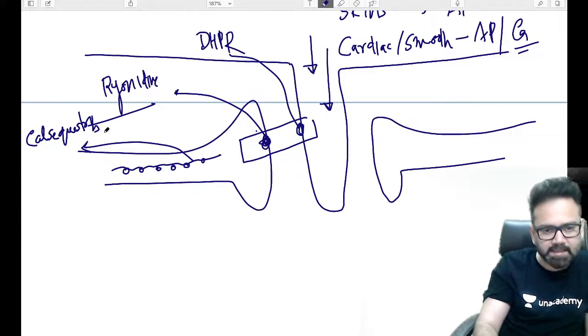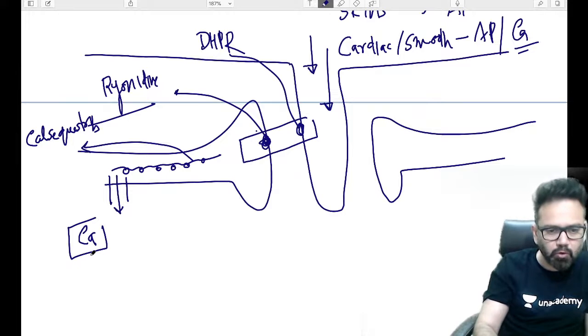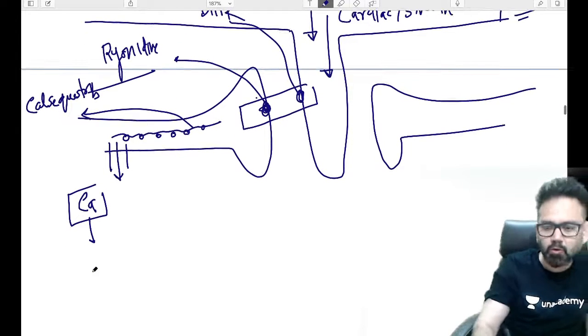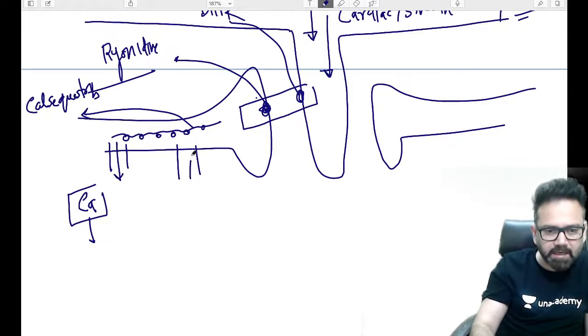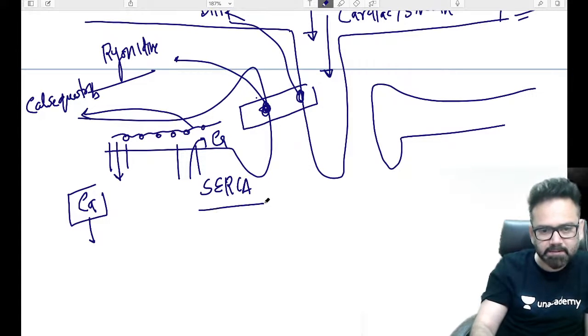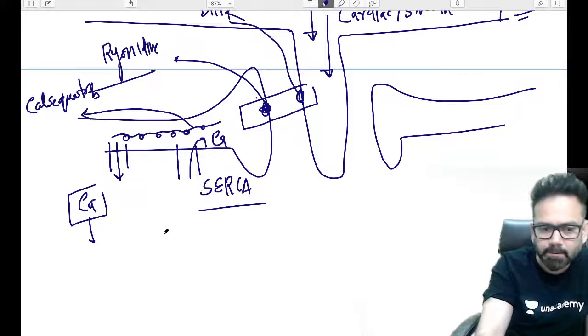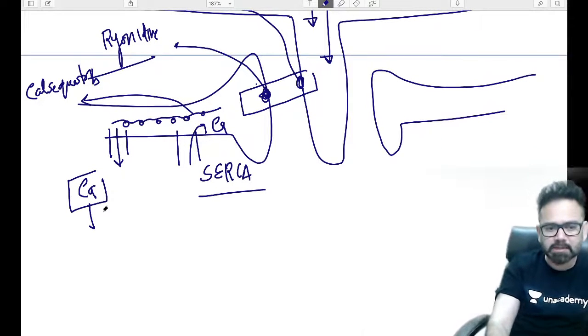It is called calsequestrin. Now, when excitation contraction occurs, calcium will come from this pump, and this calcium causes contraction by various steps. And after contraction happens, there will be influx of calcium again by a pump called sarcoplasmic endoplasmic reticulum calcium ATPase. Okay, so who can tell me what is the exact mechanism of how this calcium binds?